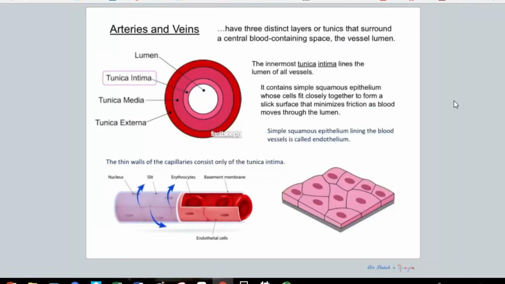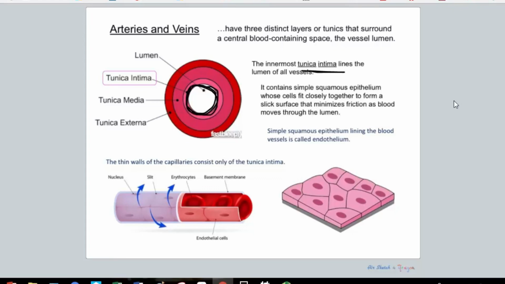Okay, so let's move on to arteries and veins. Arteries and veins have 3 distinct layers, also called tunics, that surround a central blood-containing space called the lumen. The innermost layer is the tunica intima, and this lines the lumen of all vessels. So the tunica intima lines the lumen of all vessels.